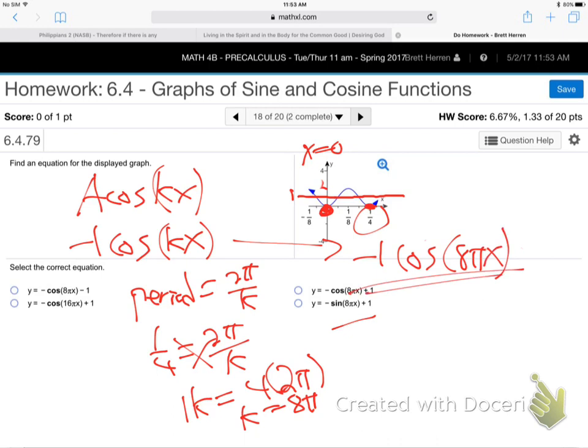Oh yeah, +1, because it's been moved up 1, huh? Yeah, the midline has been moved up 1. Thanks, I forgot that +1 in the back. Yeah. That good? Questions on that one? That's absolutely as hard as it gets. Right there. No questions? Let's go. All right.